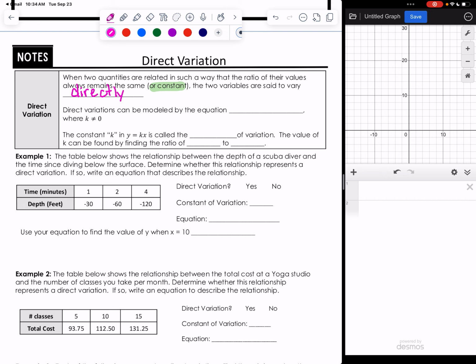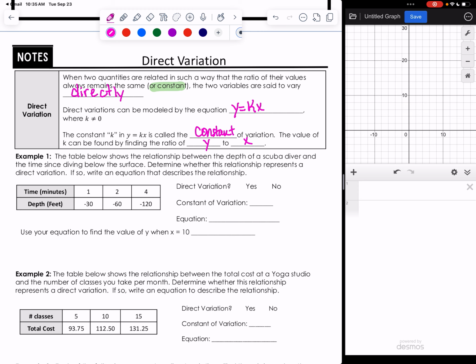Direct variations can be modeled by the equation y is equal to kx, where k cannot equal 0. The constant k in y equals kx is called the constant of variation. The value of k can be found by finding the ratio of y to x.